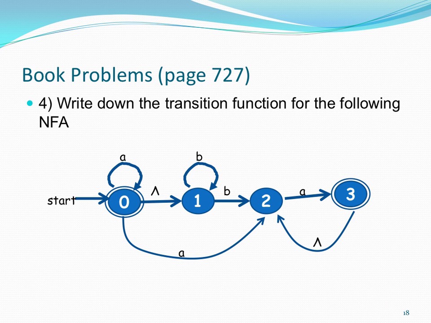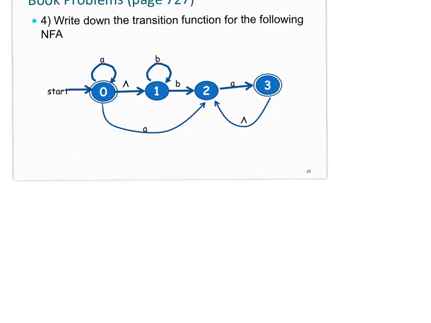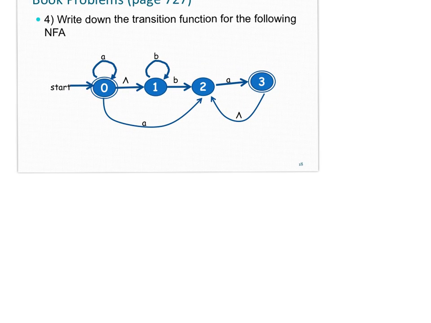All right, so let's just do an example. We'll do this problem from the book. We'll write down the transition function for this NFA. Let's move it out of the way a little bit. It just says the transition function, it doesn't even want us to do the 5-tuple. So what have we got? In terms of states, we've got a state 0, 1, 2, and 3. And our alphabet seems to be A and B, and then we also have lambda.